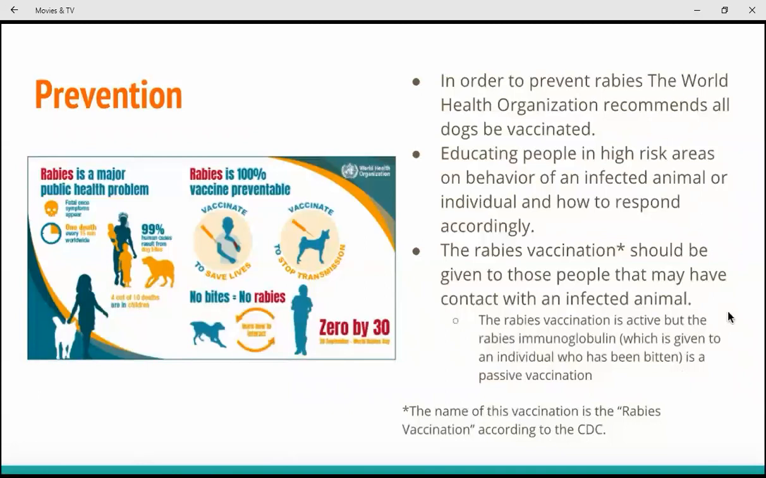The rabies vaccination should be given to anyone that may come in contact with an infected animal. And if someone does come into contact with an infected animal or with an animal that could be infected, they should seek medical attention immediately. The rabies vaccination is an active vaccination, but there is a passive form of vaccination that can be used after someone comes into contact with the disease. This passive form of the vaccination is referred to as the rabies immunoglobulin.